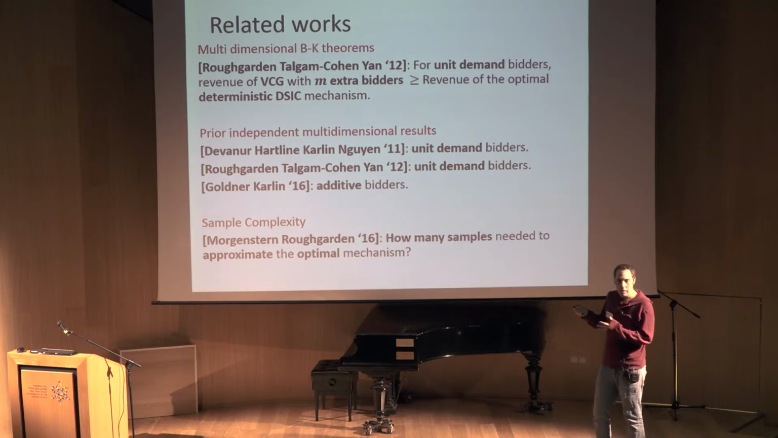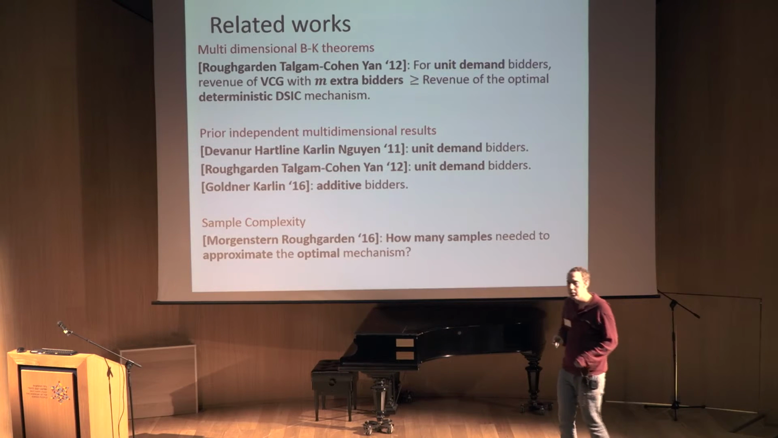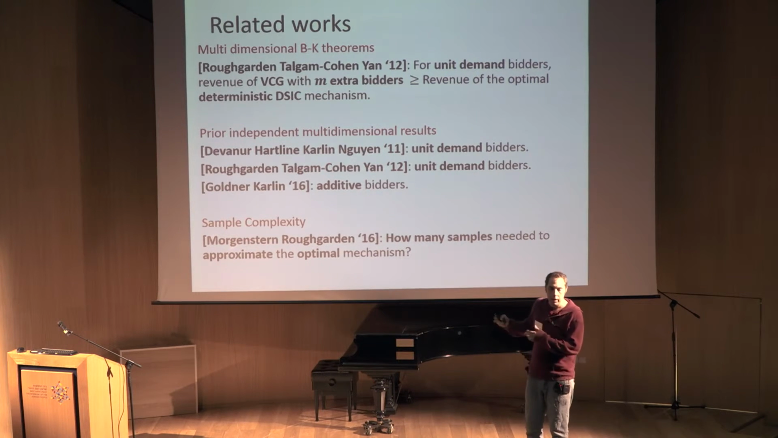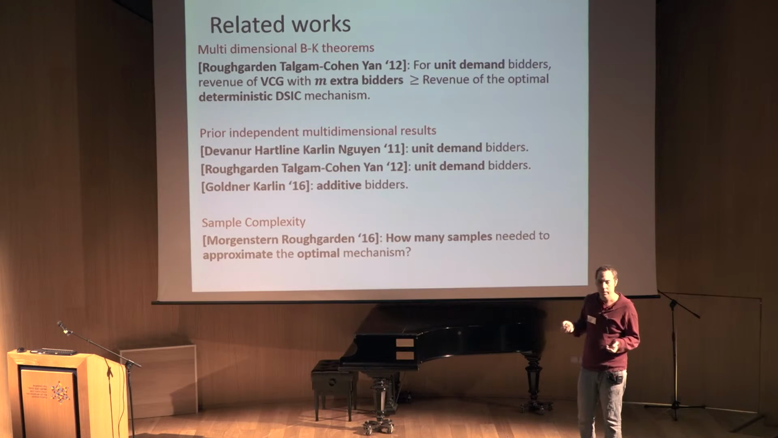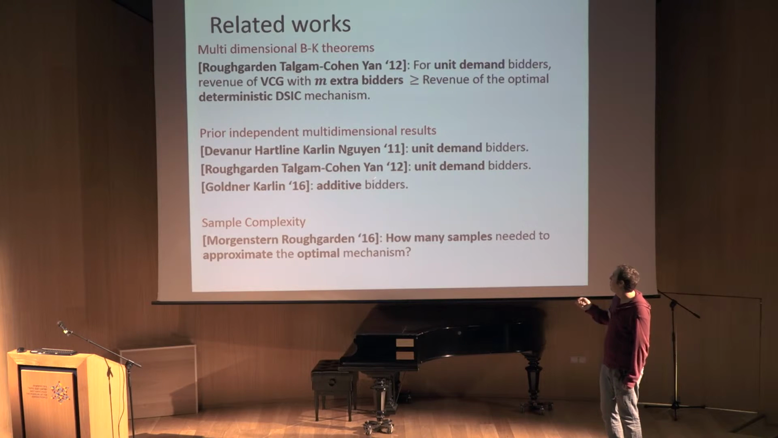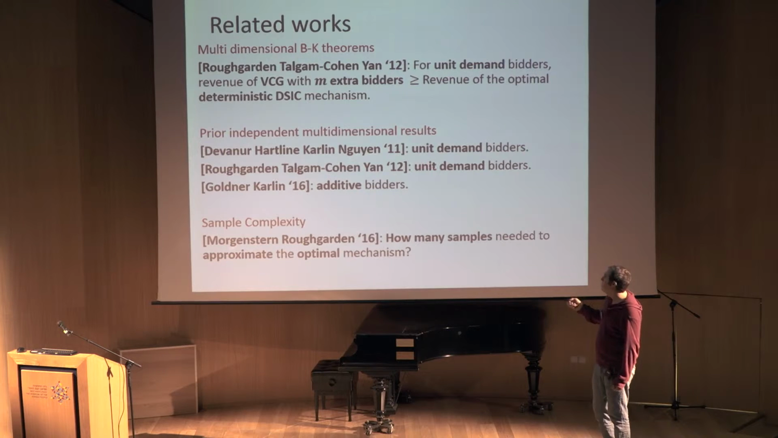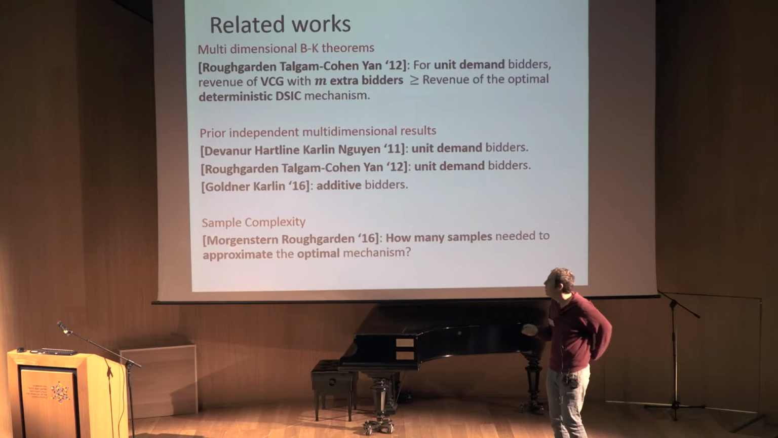The work also resembles the notion of prior-independent mechanisms, in which you don't have the prior, but you still want to have some approximately optimal mechanism without adding bidders. So there were some works, one by Dhangwatnotai, Roughgarden, Yan for unit demand bidders, who gave an 8 approximation, I think. And Rafgar, Talgam-Cohen, and Yan gave some nice trade-offs for unit demand bidders. And recently, Goldner and Karlin showed a prior-independent mechanism for additive bidders.